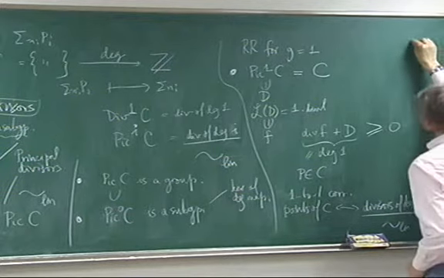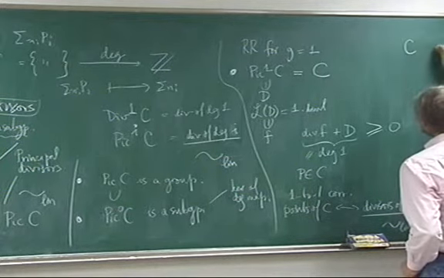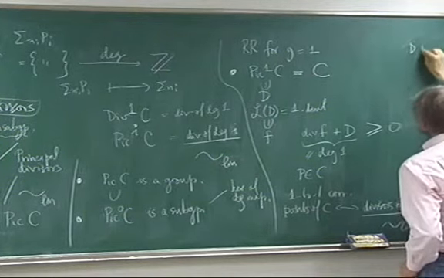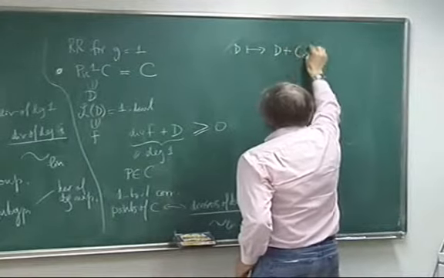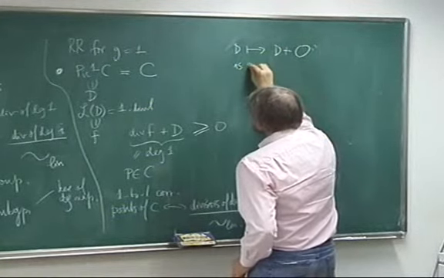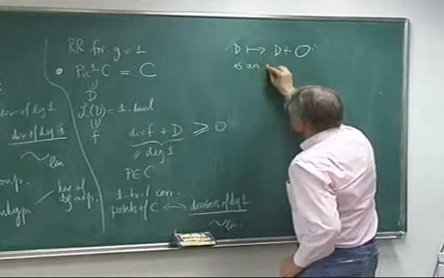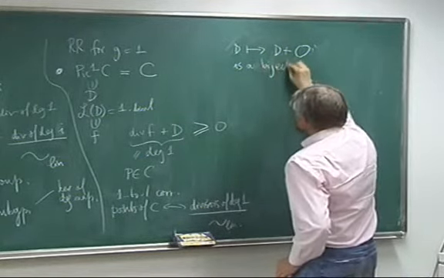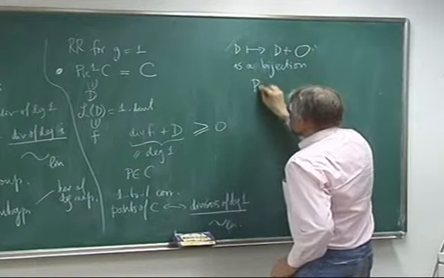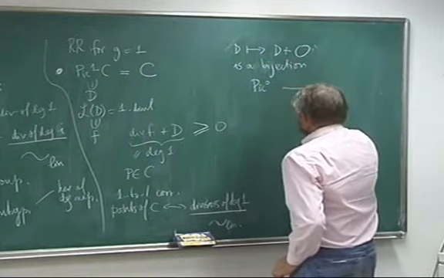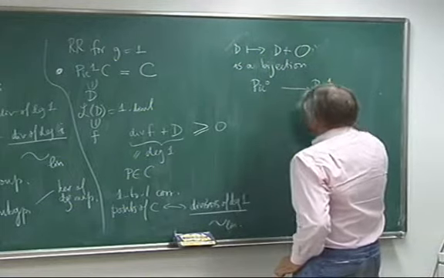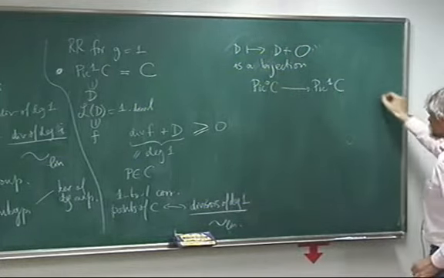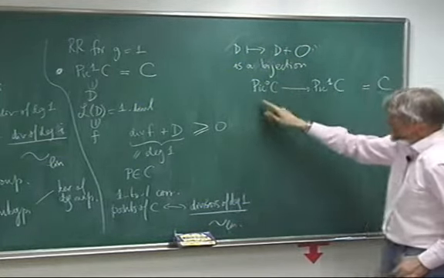And at the same time, if I take D and go to D plus O, this is an isomorphism, a bijection from Pic 0 to Pic 1. So this here is C, and this is a group.